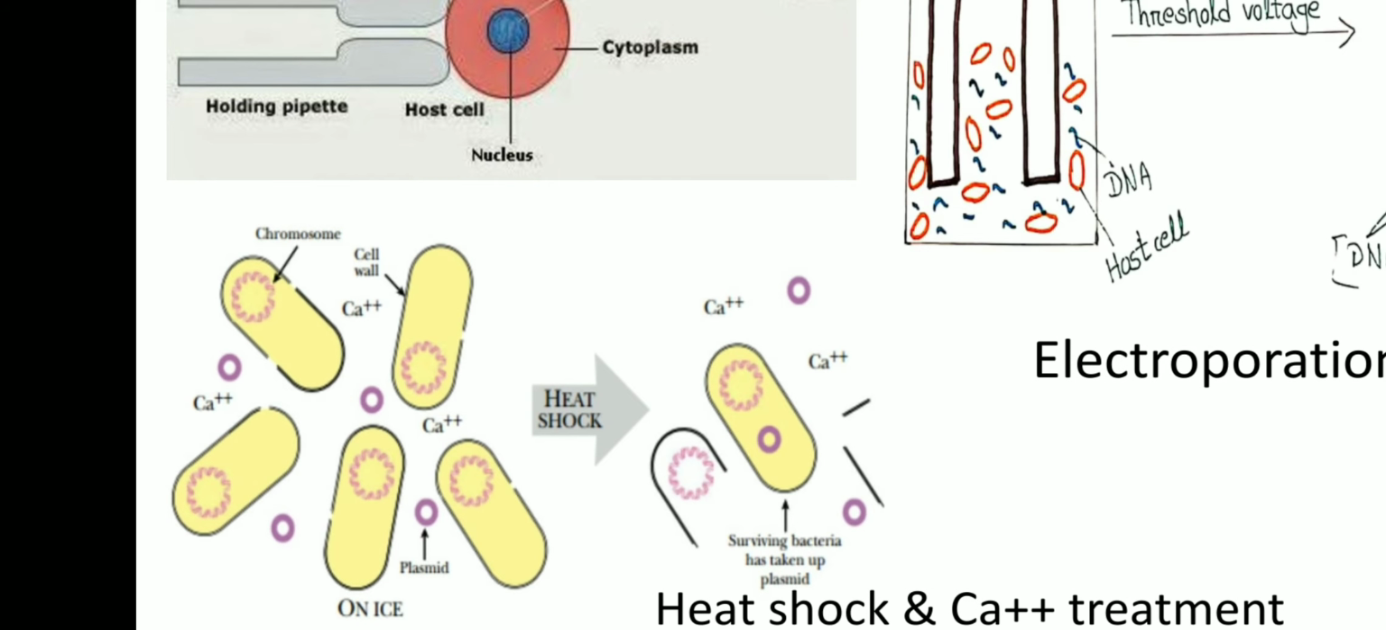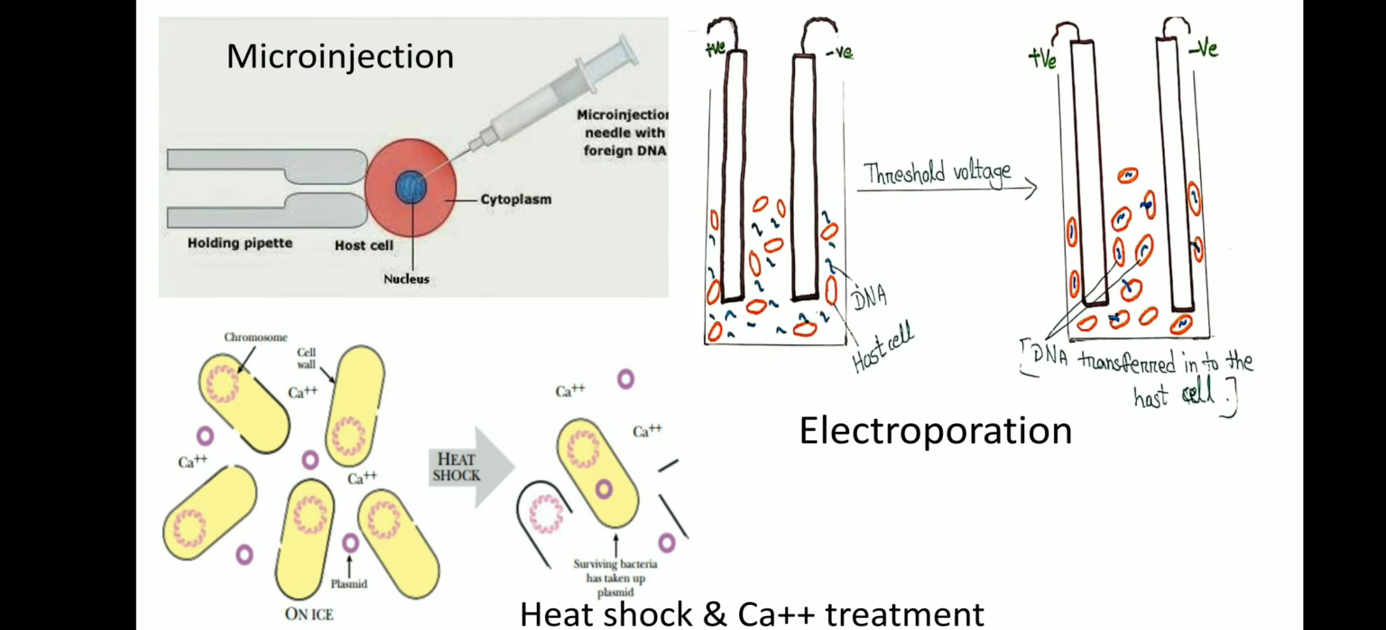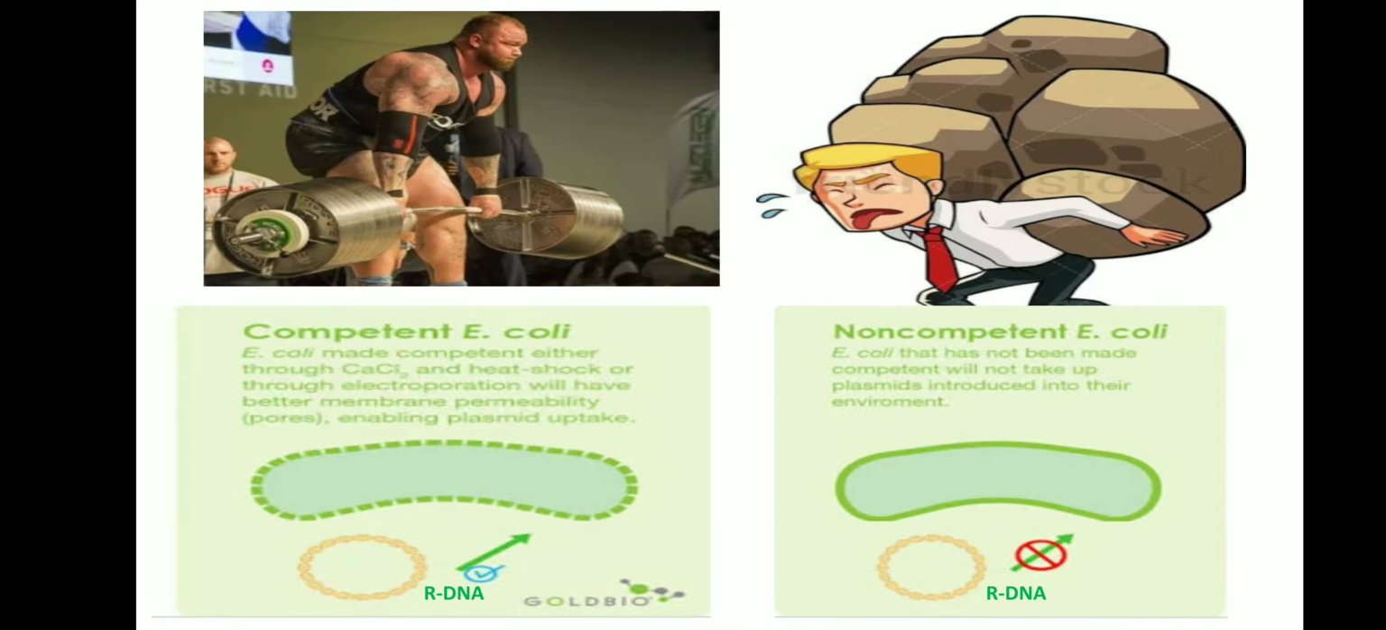Heat shock method or calcium treatment method. Here, using calcium treatment, the cell wall becomes porous, and then the plasmid, the foreign DNA, is transferred into the cell easily. The recombinant DNA is transferred into the host cell easily. But listen, not all host cells are capable of accepting the recombinant DNA. Only competent cells have the capability to accept the recombinant DNA.